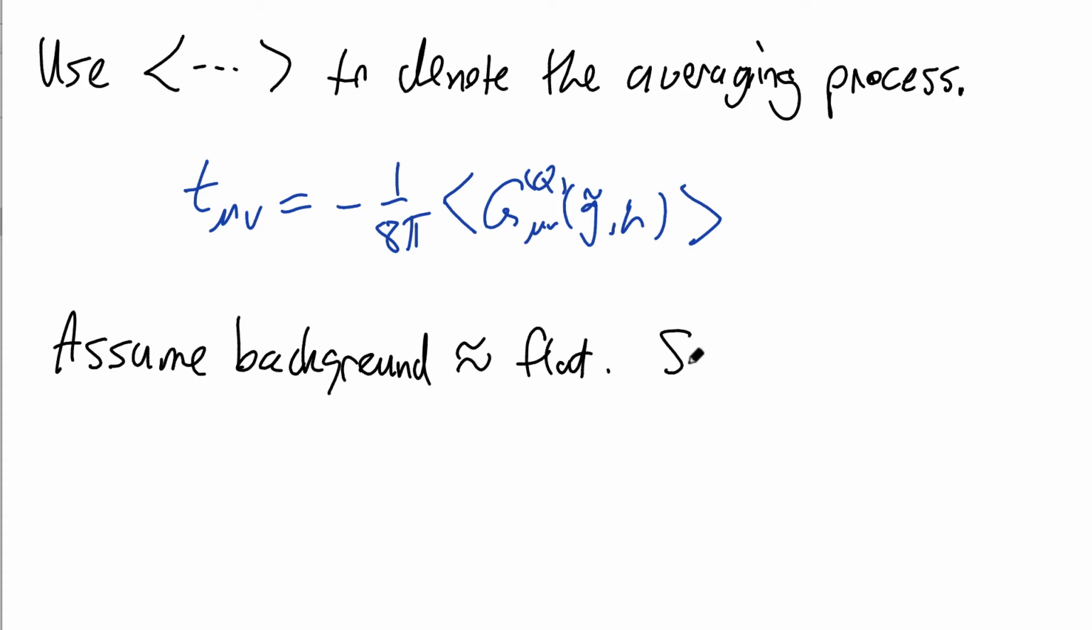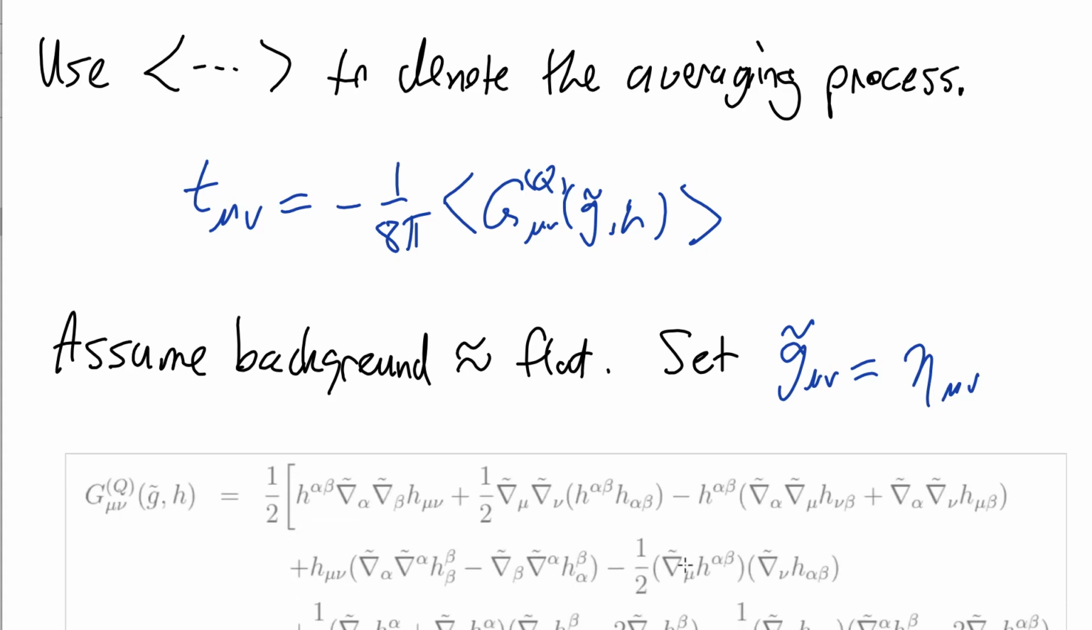So in particular, we'll set G tilde mu nu equal to eta mu nu. Even though we had to allow for a more general background in order to identify the stress energy momentum tensor for the gravitational waves, now that we have this result, we can return to the assumption that the background is nearly flat and approximate G tilde by eta mu nu. So let's take a look at G^Q once again.